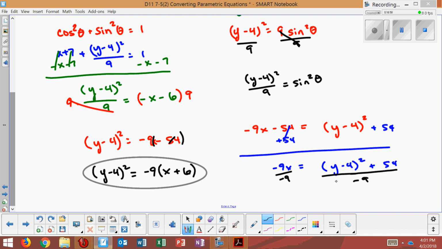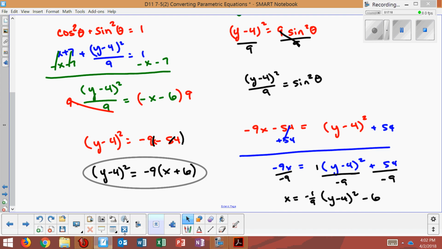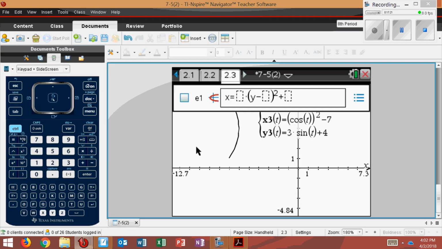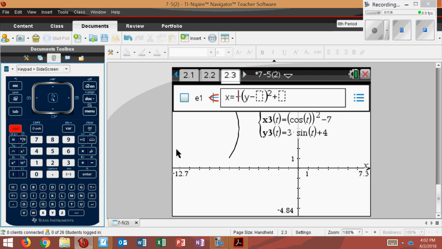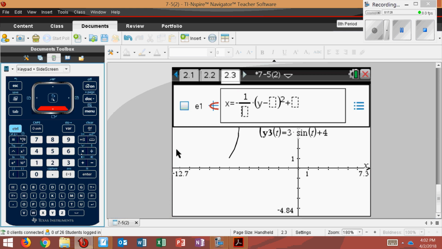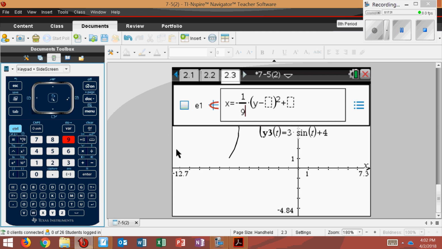When you divide two things by negative 9, you can divide the fraction and do negative 9 here and negative 9 there. That'll be easier, which means I can type this in as x equals, this is like having negative 1/9 of y minus 4 quantity squared minus 6. Let's type it in like that. Back over here, it was negative 1/9, so negative 1/9, y with 4. I remember it was 4.